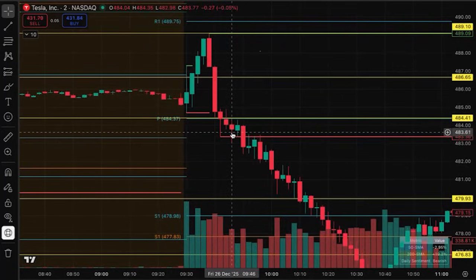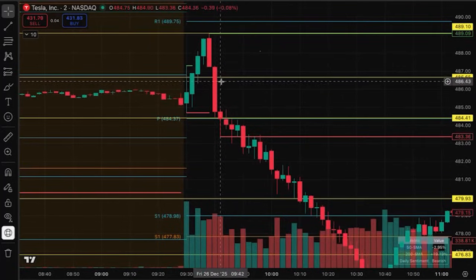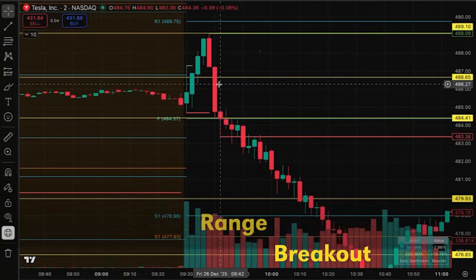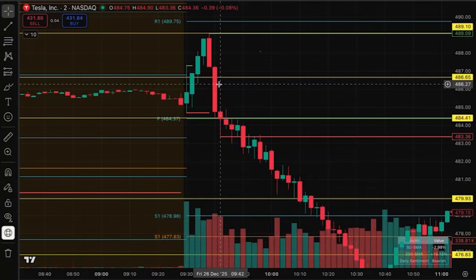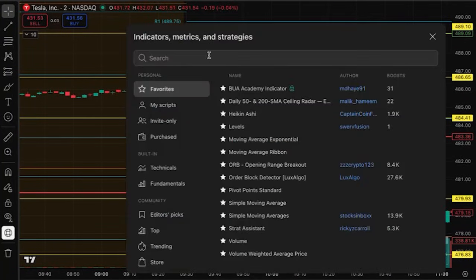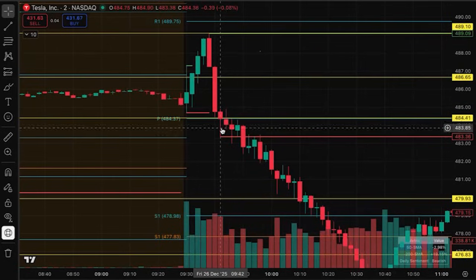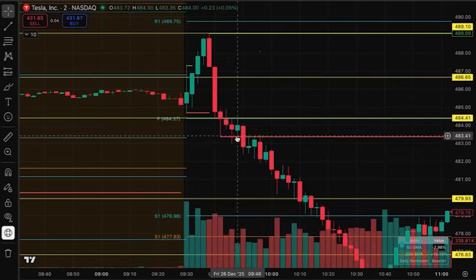Now, what we have is the ORB that forms. The ORB simply stands for the opening range breakout. Opening range breakout. And that is going to be an indicator. An indicator gives us the high and the low of the first 15 minutes. And to find that, all you have to do is go to the indicator finder and type ORB, and the one I use is by ZZ Crypto 123. Right now, with that being said, we have the ORB. This red line is going to be the low and the green line is going to be the high.